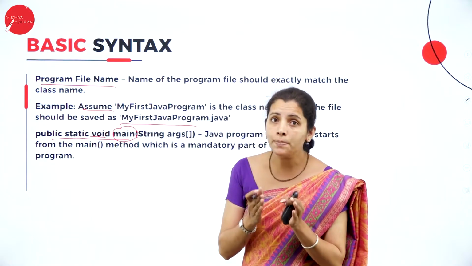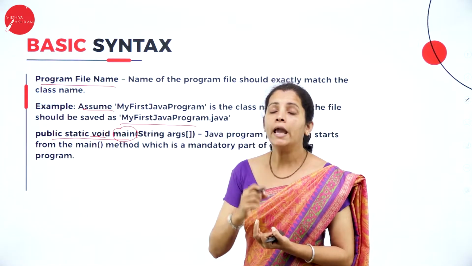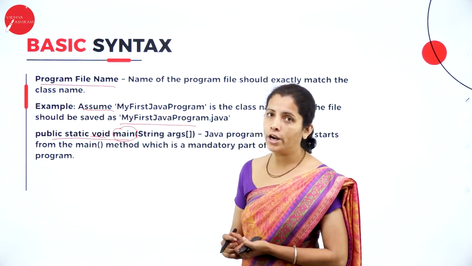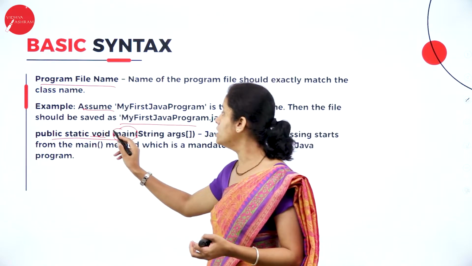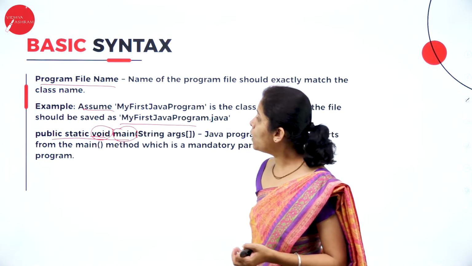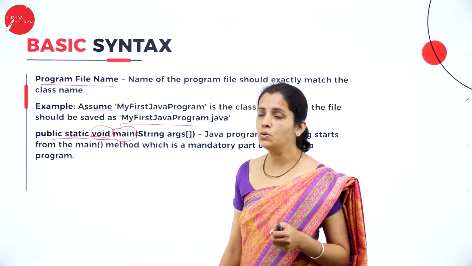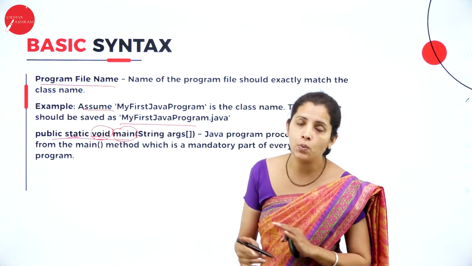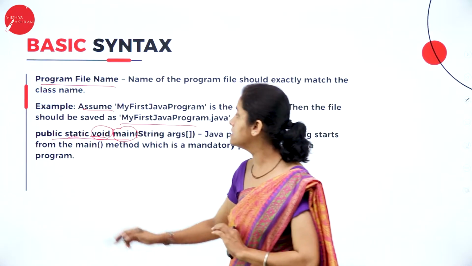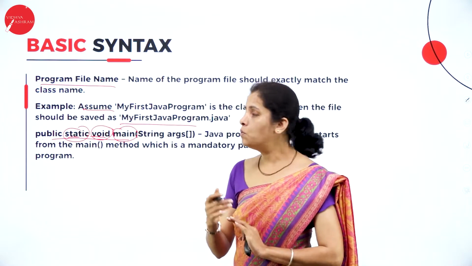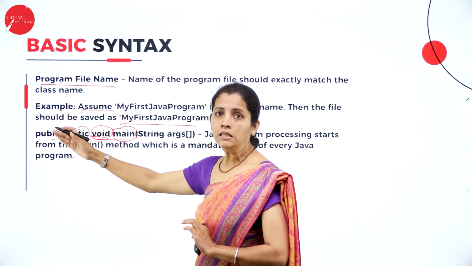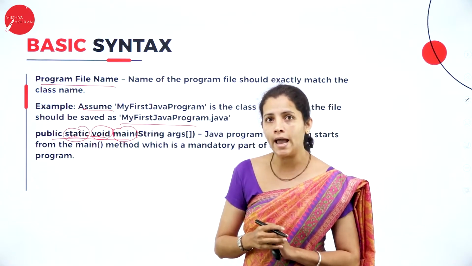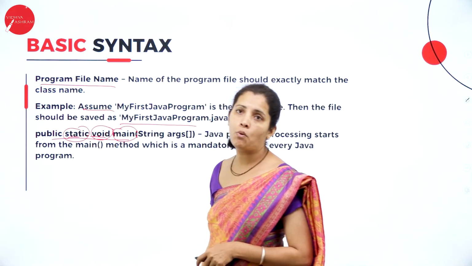Because this main method does not return anything. For that reason, it is empty or void. To indicate it is empty, I am going to make it void. Then what is static? So dear student, to run my main function or main method, I do not require any object. For that reason, it is static. Then what about public? This main method can be accessed throughout the program.